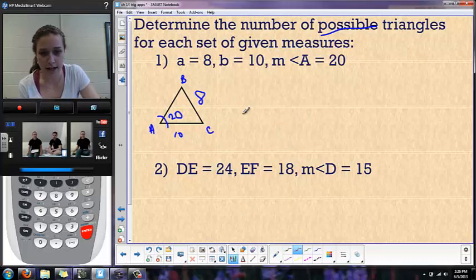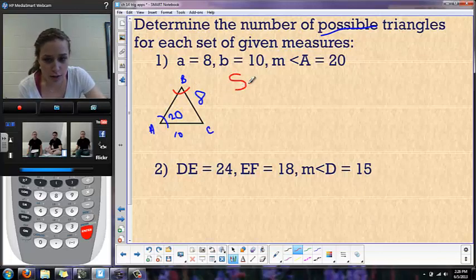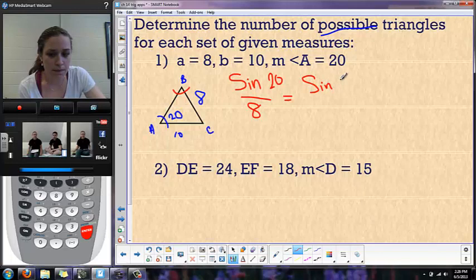the law of sines. Now in the law of sines, you do sine of A over A is equal to the sine of B over B. So we're going to use that angle, okay? So let's do sine of 20 over 8 is equal to the sine of B over 10. Now this is actually good because you didn't get to see using the law of sines to solve for an angle before. So this is how we solve for an angle. It's the exact same thing.